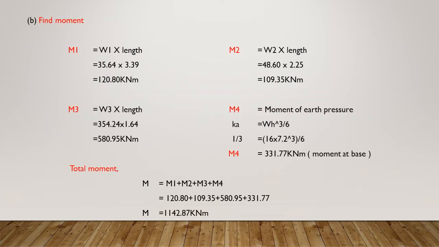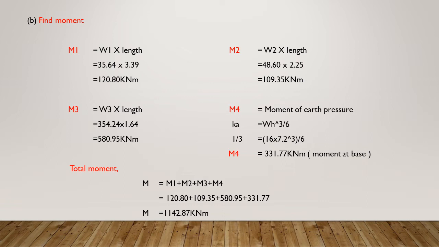Now find the moments, M1, M2, M3. Simple formula, we know that moment is equal to load into distance. We know the W1, W2, W3 values, and the distances also. So simple, load into distance. Apply all the values of load and distance, and you get the M1, M2 and M3 values.